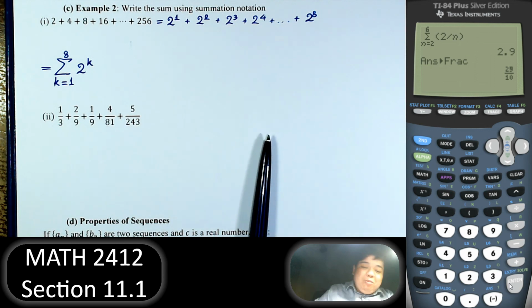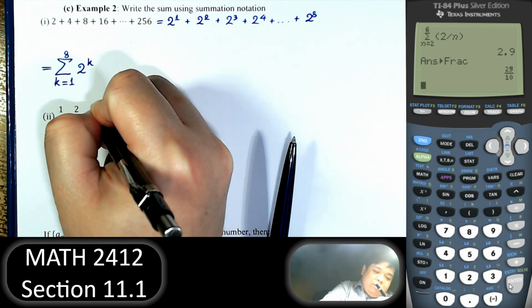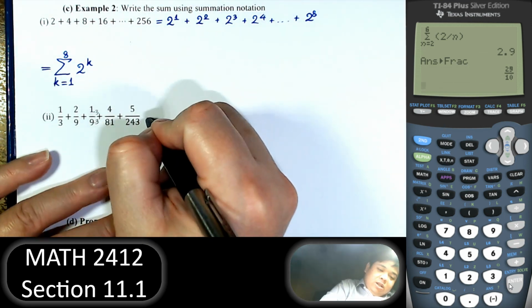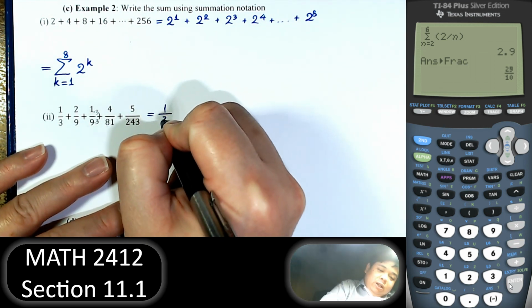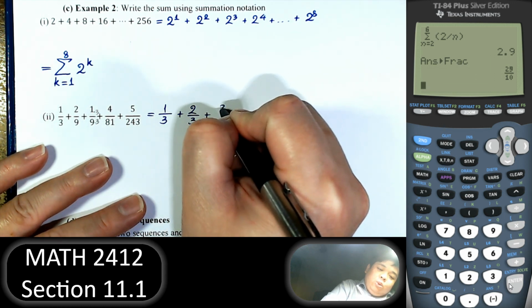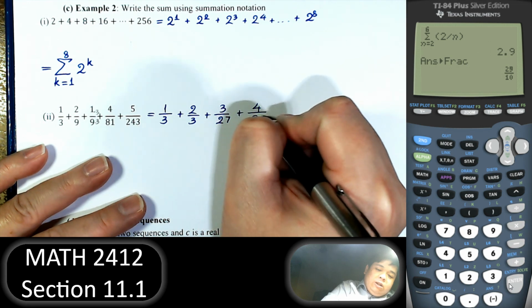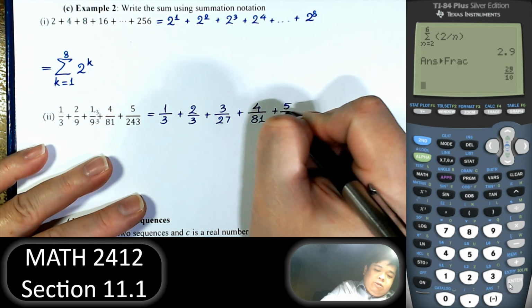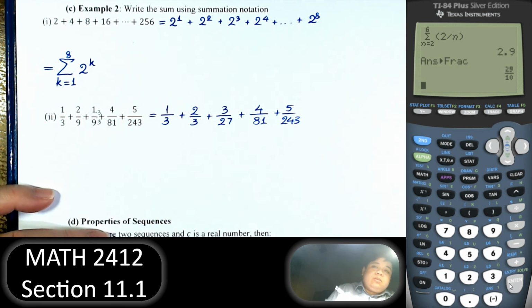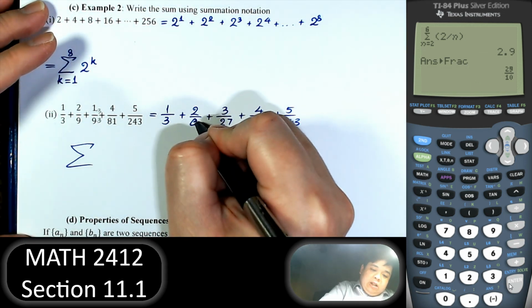And in fact, it makes sense if we just multiply 3 top and bottom. So instead, we will have 1 over 3 plus 2 over 9, 3 over 27, 4 over 81, and 5 over 243. Alright, how do we write this?